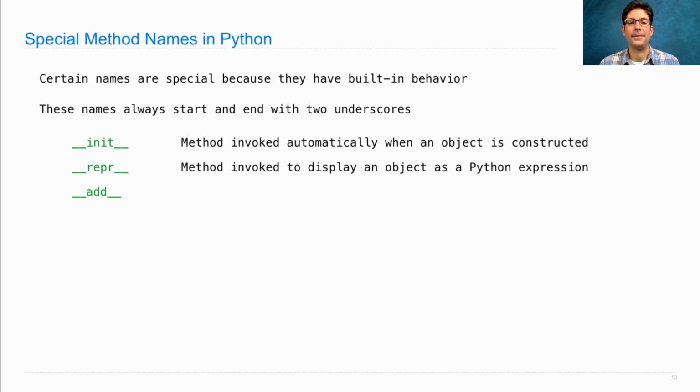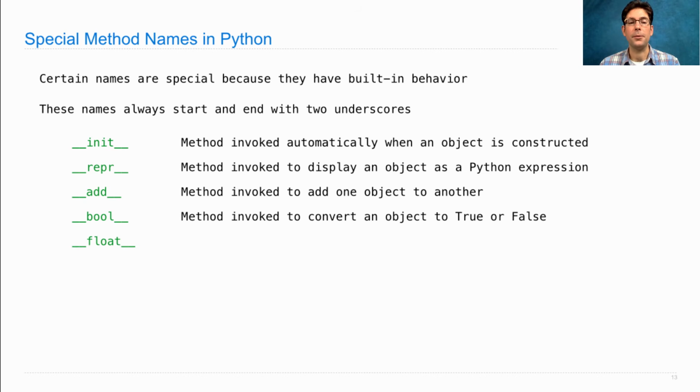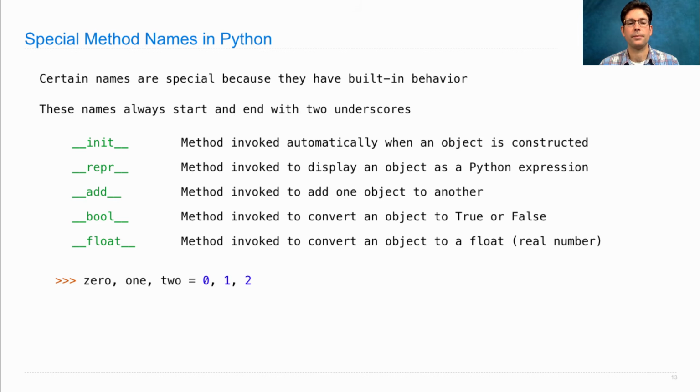What about add? Well, that's a new one. This is a 2-argument method that's invoked to add one object to another. There's a 1-argument method called bool and another called float. This one is invoked to convert an object to true or false, telling you its Boolean value. And float tries to convert an object to a real number.